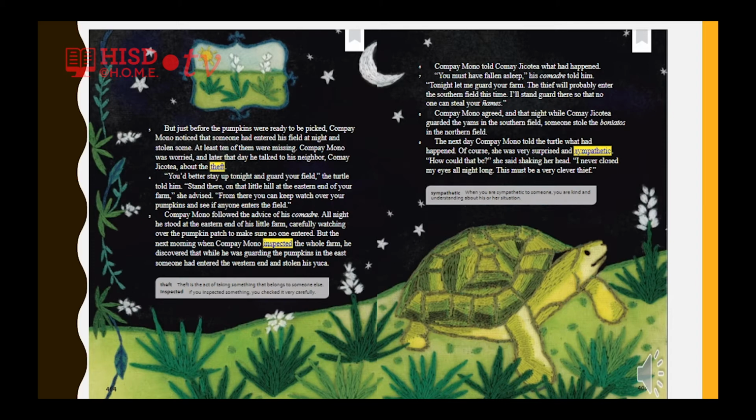Theft is the act of taking something that belongs to someone else. Inspect. If you inspected something, you checked it very carefully.